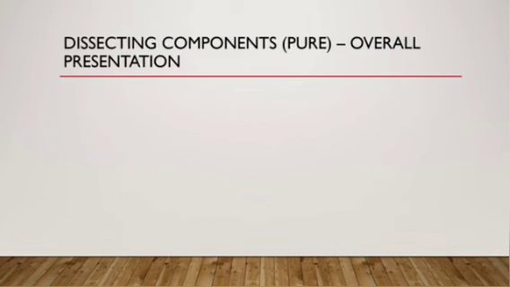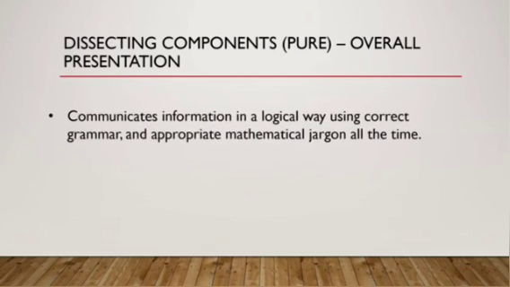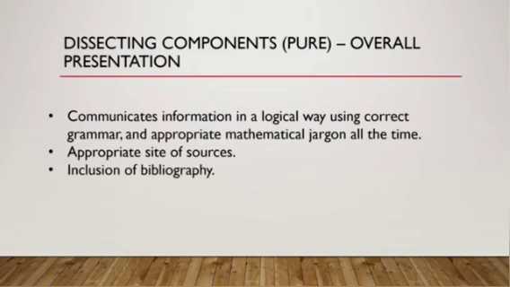Though you have completed the SBA, marks are also awarded for your overall presentation. If you communicated the information in a logical way, using the correct grammar and the appropriate mathematical jargon at all times, then marks are awarded. If appropriate citation of sources are given, this means your in-text citation, then marks are awarded. If you included a bibliography, that is, to reference all the material that you use that are not yours, then marks will be awarded. Let us see how many marks are awarded for each section.